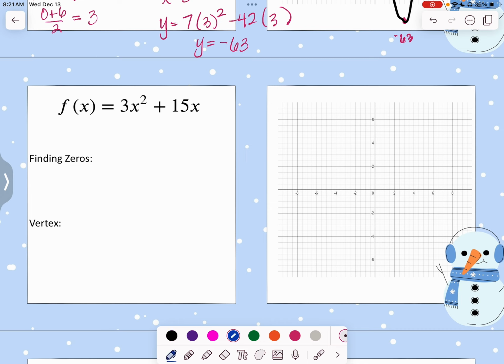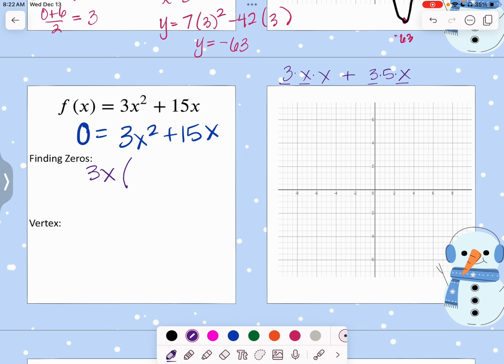Step 1 is to set it equal to 0. Okay, step 2, I'm going to write this out. 3x squared is 3 times x, and 15 is 3 times 5 times x. Okay, they have a 3x and a 3x. 3x is my GCF, and I put a parenthesis. I have an x left, a plus, and a 5. Okay, these are my factors.